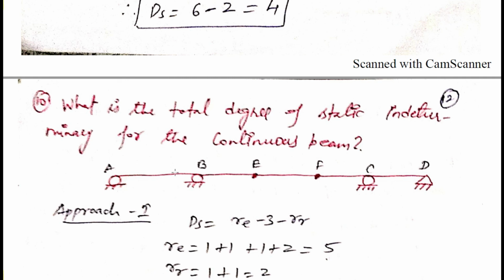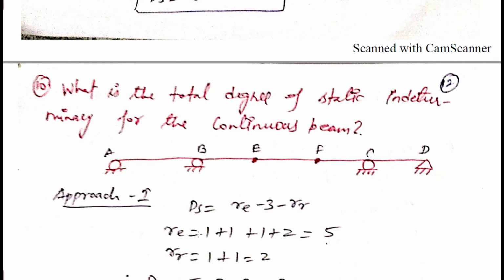If we are not given any vertical loads, then you can calculate the whole beam with the help of general loading, so you are considering horizontal also. If you are having only vertical loads, then you can eliminate the horizontal part. Here, as we don't have any loads, we are considering general loading, so horizontal as well as vertical. So DS is RE minus 3 minus RR. RE is equal to 1 here, 2 here, 3 here, 4, 5 here.